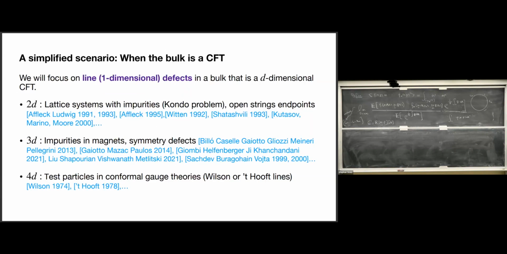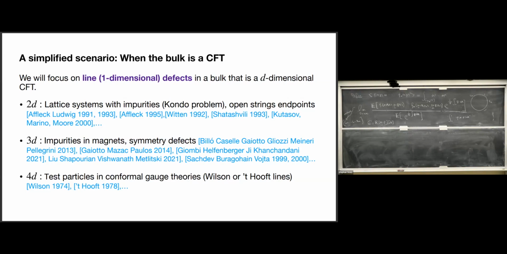Now, asking what happens to a quantum field theory when you add defects to it is a big question. A simplified scenario that is yet of huge physical importance is when the bulk theory is a conformal field theory. So I will be talking about line defects, namely one-dimensional defects, which can be a straight line or any other shape. A one-dimensional defect is put inside the bulk, which is some d-dimensional CFT.